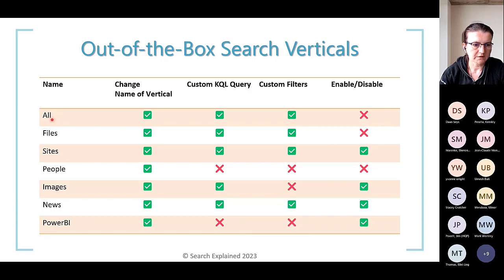So for example, the all vertical, you can change the name of the vertical. You can add custom KQL query. You can add custom filters, but you cannot disable this vertical. And this is always the default vertical as well, so you cannot change which one is the default one. With the files vertical, there is a vertical which is named files out of the box. You can change the name of the vertical, you can customize the KQL query, and you can add custom filters, but you cannot disable this vertical.